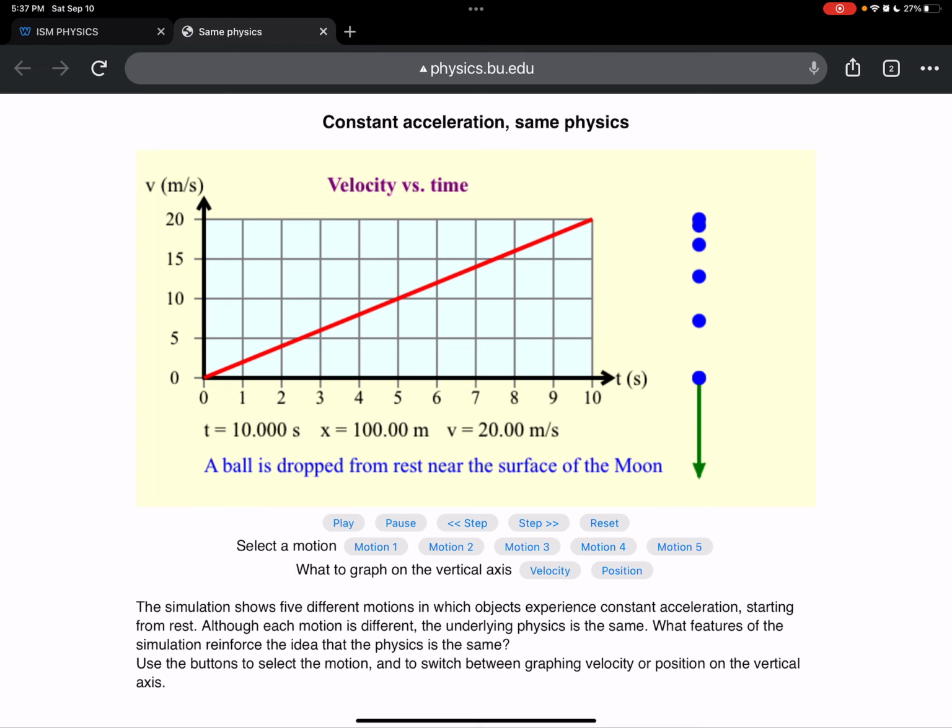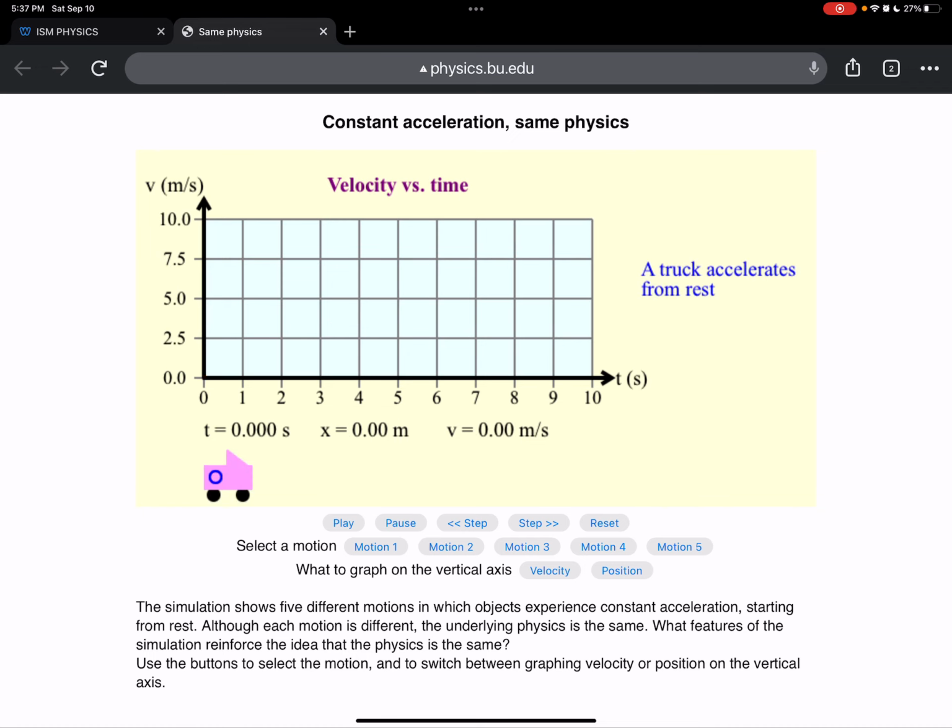So how much speed is it gaining every second? That would be 2 meters per second. Per second. Yeah, so that's its acceleration on the moon. It's about 2 meters per second per second. That's definitely less than what it is on the Earth, which is about 10 meters per second per second. Let's look at motion number 3.